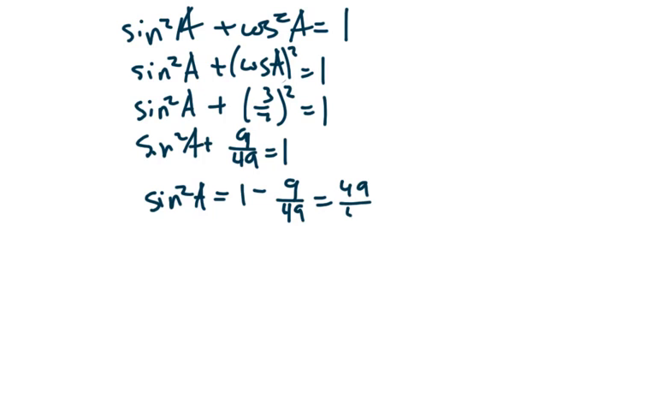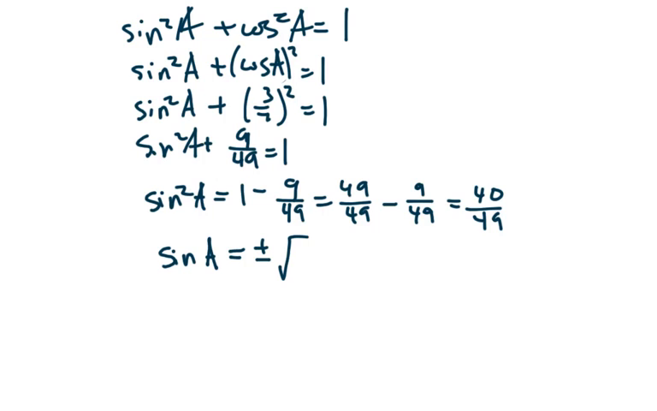Well, the common denominator is 49. So 49/49 minus 9/49, 40/49. Now there aren't any common factors. But to do the next step, to get sine of A from sine squared, we take the square root of both sides. And as before, this means plus or minus. Every time you take the square root of both sides, you say plus or minus.